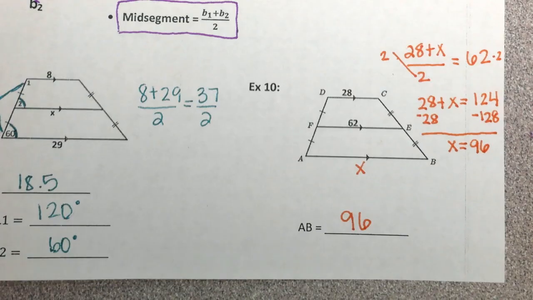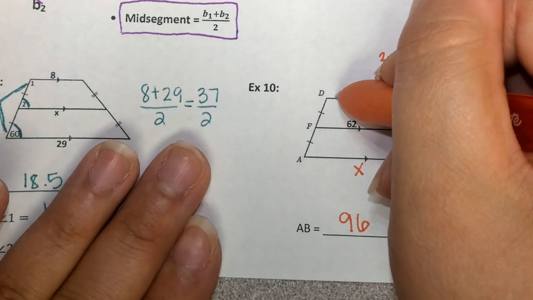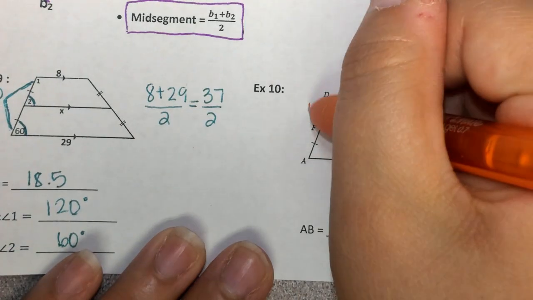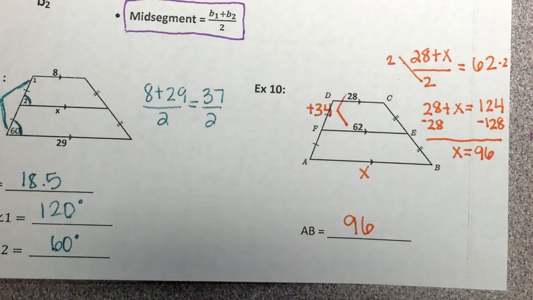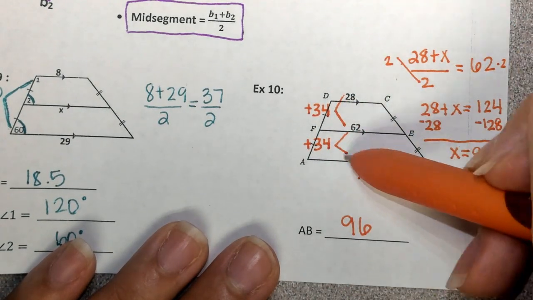Boys, you're writing this down. It's just the formula. Your base plus your base divided by 2 equals your mid-segment. Now, there is a trick. Y'all want to know the trick? Look up. How do you get from 28 to 62? Add 34. So what can I do for the next? If I add 34 again, what is 62 plus 34?